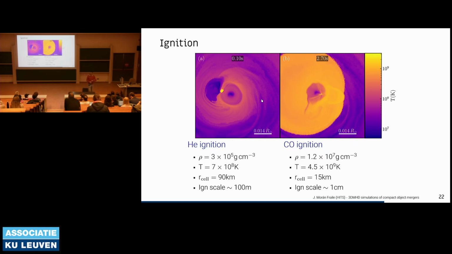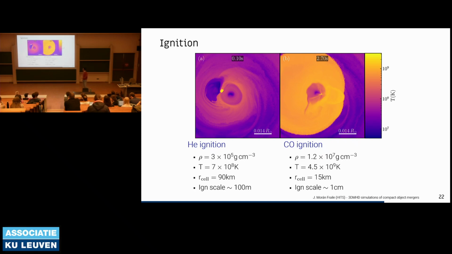So one of the main challenges that 3D simulations of explosions have is that the ignition of the detonation, the onset of the explosion, takes place on very, very small scales. For example, for a helium ignition, this detonation takes place on scales of 100 meters, and for carbon ignition, the ignition takes place on scales of centimeters. So all the simulations of type Ia supernova, all the ones involving thermonuclear explosions, if they are 3D, they have an unresolved ignition.